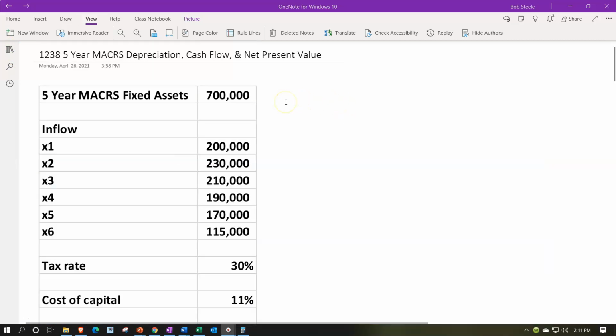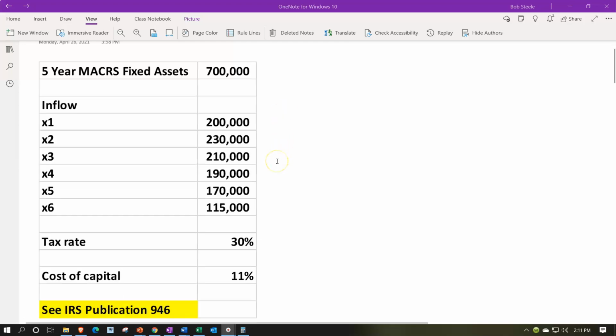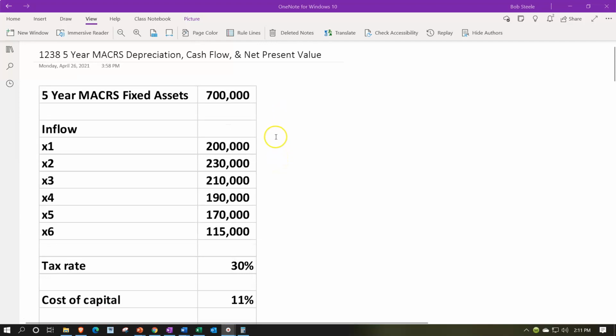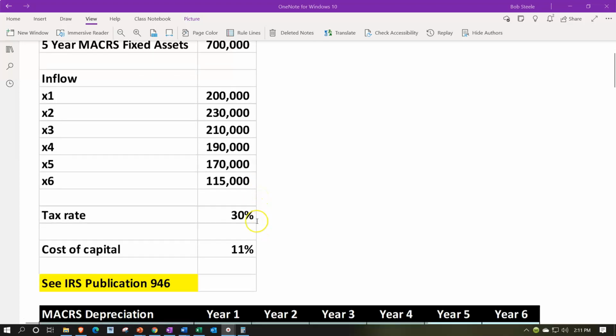This will be another longer practice problem, taking into consideration multiple concepts we've looked at in prior presentations. This time we have the 5-year MACRS fixed asset, and the cash flow is going to be over a 6-year time period. So the recap: we're going to be putting $700,000 down up front in the hopes of receiving a return in the future for years 1, 2, 3, 4, 5, and 6: $200,000, $230,000, $210,000, $190,000, $170,000, $115,000 respectively, tax rate at 30%, cost of capital at 11%.